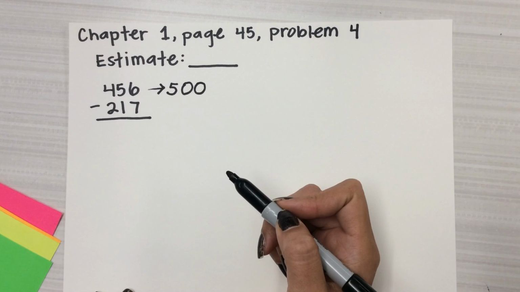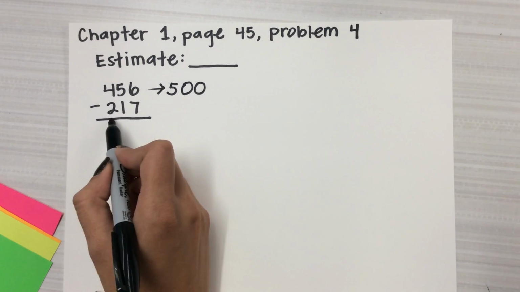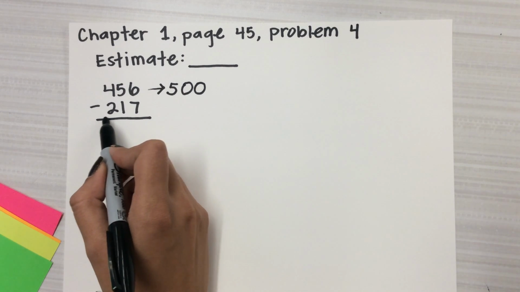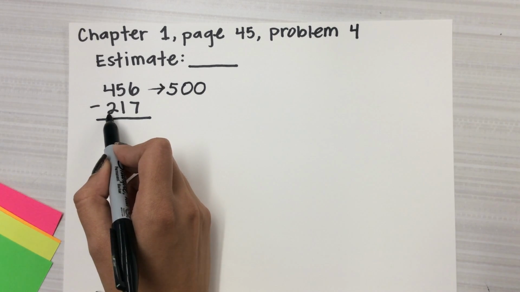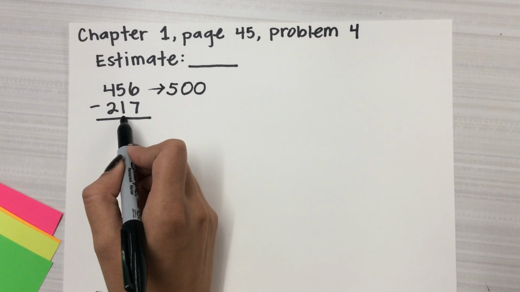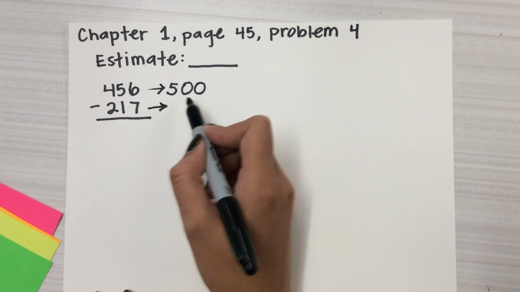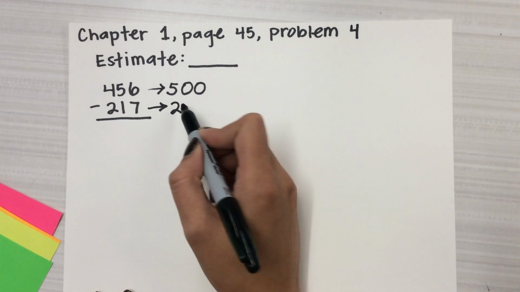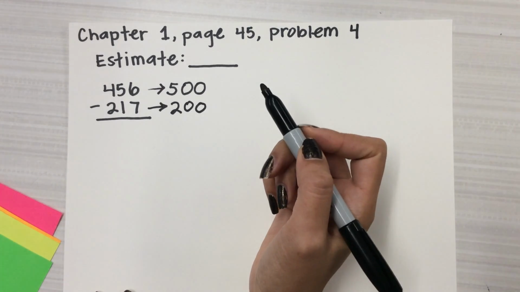So we have 500. And now we want to round 217 to the nearest hundred as well. So the 2 is in the hundreds place. We look at the tens place, and if this number, remember, is 5 or higher, the 2 is going to round up to a 3. But because a 1 is lower than a 5, the 2 is going to stay the same. We're not going to round it up. So we're going to stay at a 2 here. And then the other place values remain at 0 because we have now estimated.